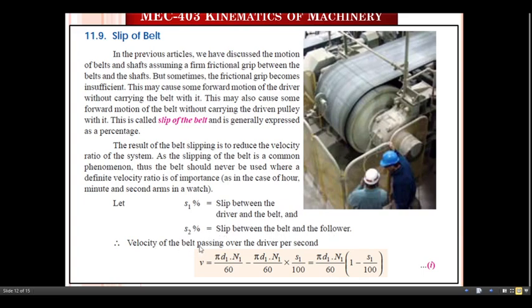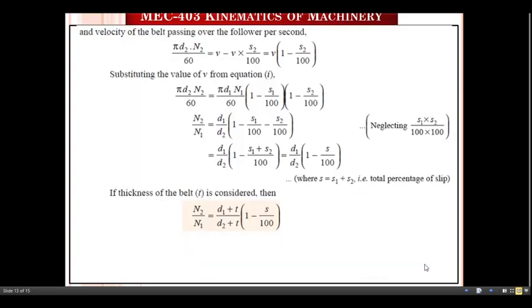The velocity of the belt passing over the driver per second is v equals pi d1 N1 divided by 60 minus pi d1 N1 by 60 multiplied by S1 divided by 100. Here S1 percent means S1 divided by 100. In this way you get the relation v equals pi d1 N1 divided by 60 into (1 minus S1 divided by 100). This is equation number 1.